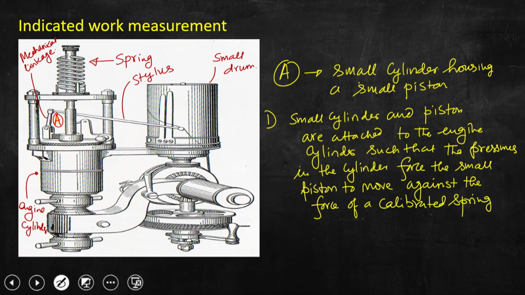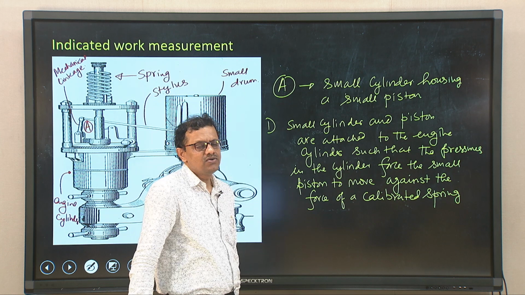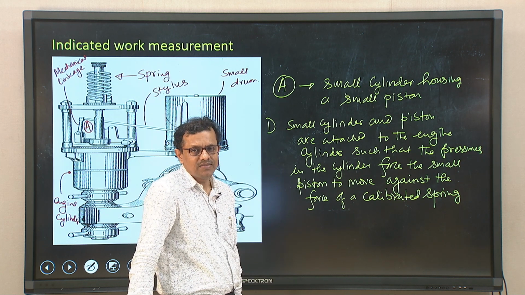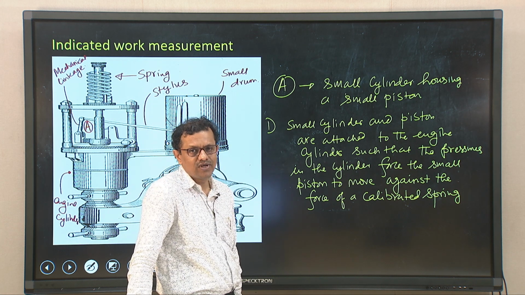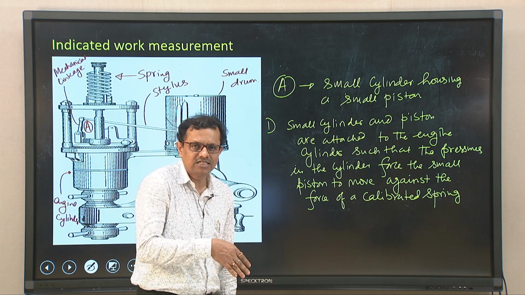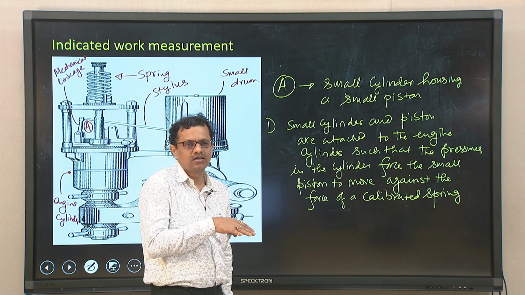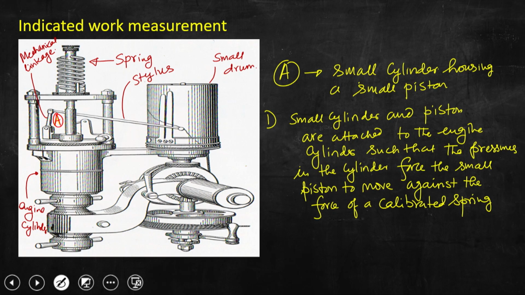So, this piston is a spring loaded piston. This is the engine cylinder that I have already written. On top of this engine cylinder, there is a mechanical housing, which is composed of one small cylinder and a small piston. The small piston can have to and fro movement inside the small cylinder, which is mainly due to the pressure that will develop inside the engine cylinder.